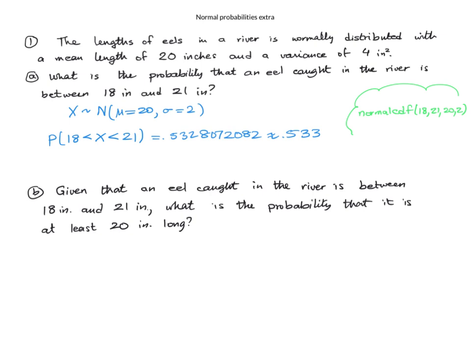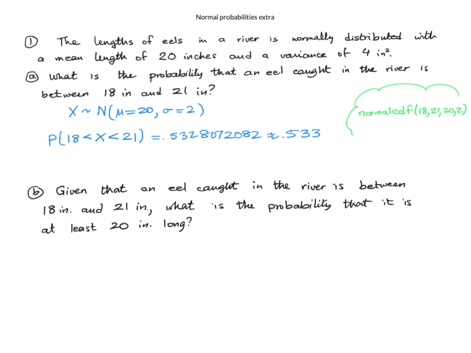So now, given that an eel caught in the river is between 18 and 21 inches, what is the probability that it is at least 20 inches long? So I'm in the same distribution. We're still only pulling one eel out of the river. So it's a random, normal distribution here. And we now know that the eel had a length between 18 and 21 inches. So that's given. In fact, it uses the word given. And now the question is, what's the probability that it's at least 20 inches long?